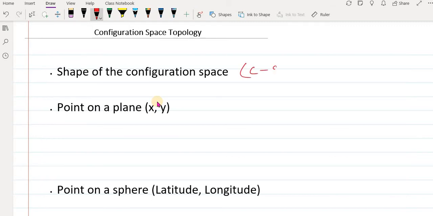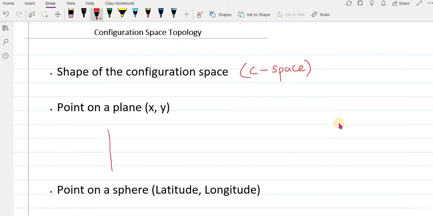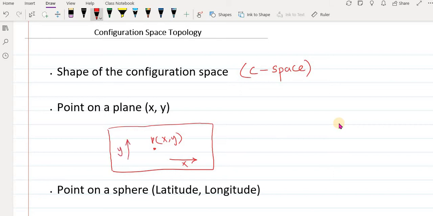So here we can write C space. Okay, so let's see an example of a point on a plane, XY plane, and let's see how we can describe its topology. So a point, when it is on a plane, let's say point XY plane, it can be described by two motions. One is along the x-axis and one is along the y-axis. Okay, so it has 2 degrees of freedom, this point, and its topology is a rectangular space.